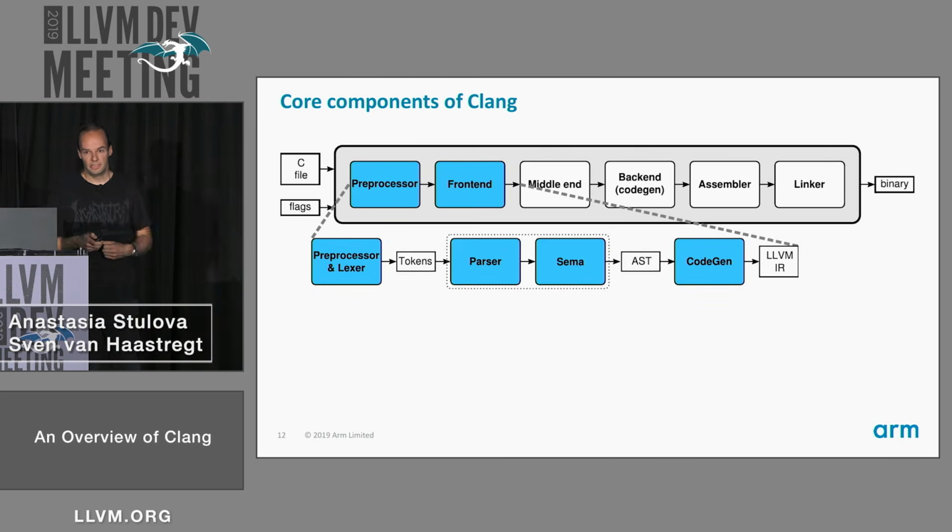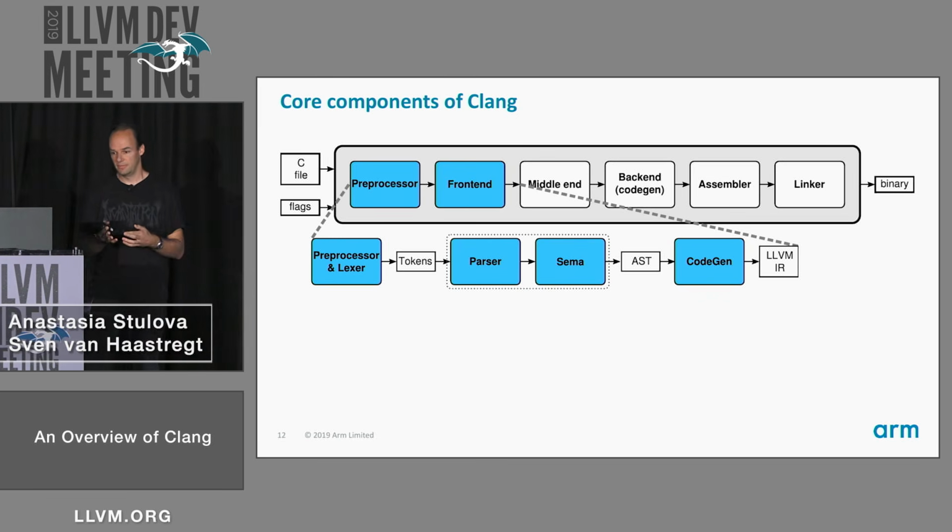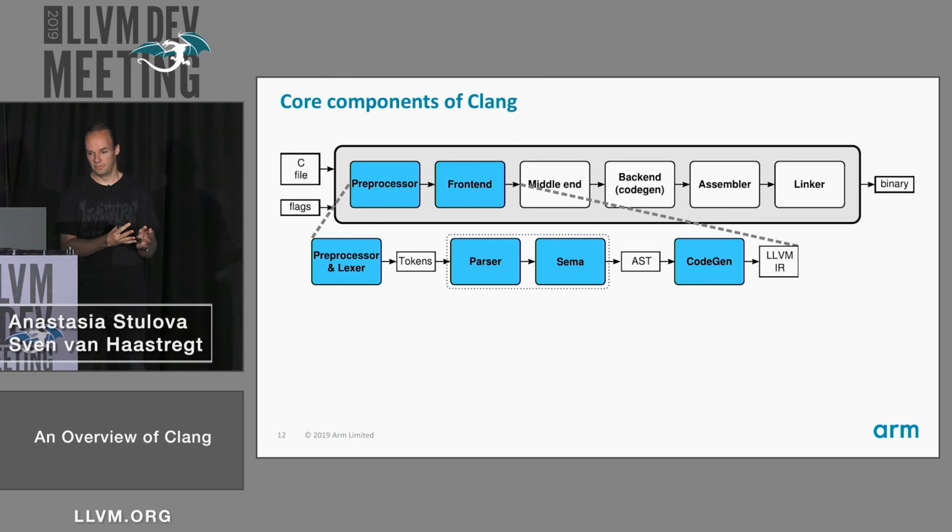So let's zoom in a little bit into these two first blocks. In Clang, the preprocessor and the lexical analysis are kind of combined together. That's basically the very first step of the compilation. It reads in your C file, preprocesses and lexes it. That will result in a stream of tokens.